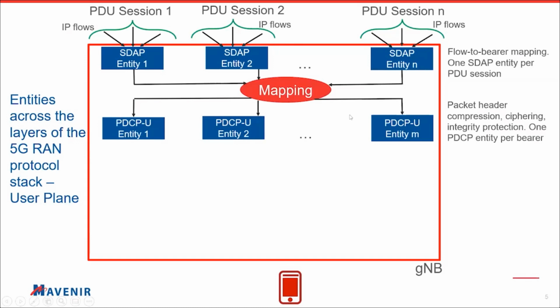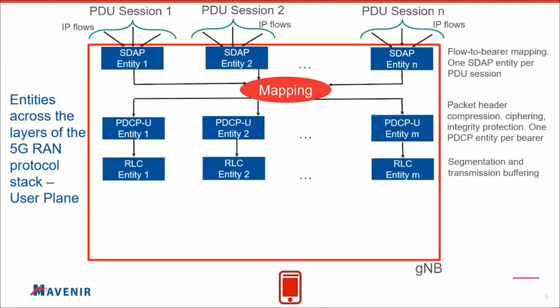PDCP entities are mainly responsible for maintaining and configuring the radio bearers. So the IP flows get mapped down to the data radio bearers, and PDCP entities are responsible for configuring the data radio bearers. And then from the PDCP entity, the PDUs are sent to the RLC entity. The RLC entity is responsible for segmentation and transmission buffering.